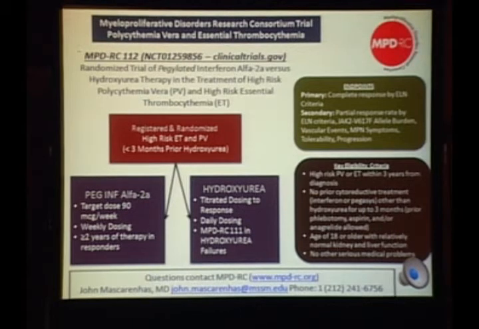On that basis, there's a key trial I wish to highlight, the MPD-RC 112 study. People within 3 years of diagnosis who've really not had prior therapy, randomized between pegylated interferon alpha 2A and hydroxyurea to see which of these two therapies is better. This is a crucial study that I highly encourage you to consider if you would be eligible, and that this will give us essential information in the future as to which therapy is best and help to move us forward as we try to look at new therapies alone or in combination.